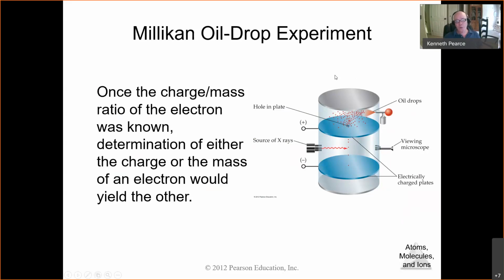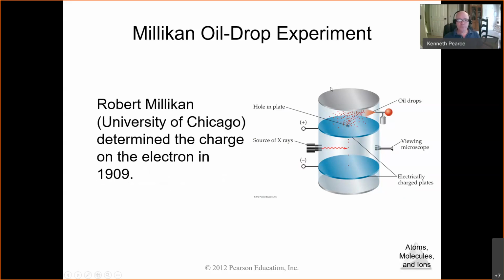And since you know the mass of the oil particles and the field strength, you can actually calculate the charge of an electron. And so he determined that back in 1909. A lot of really exciting stuff was happening in the early 1900s, and this is one of them. So we have the electron.